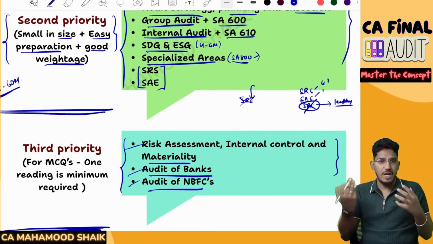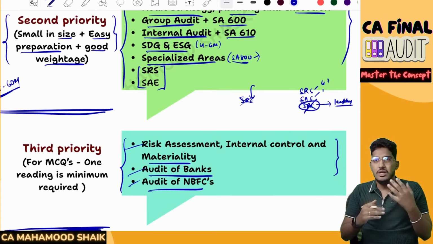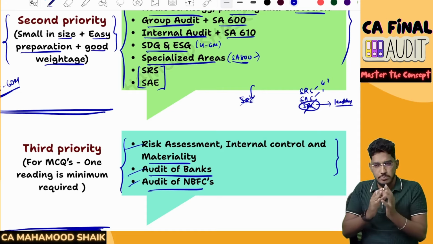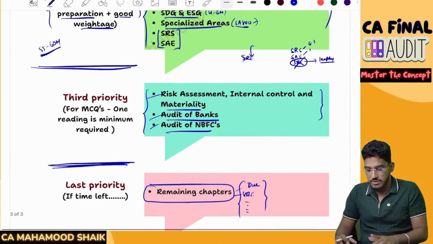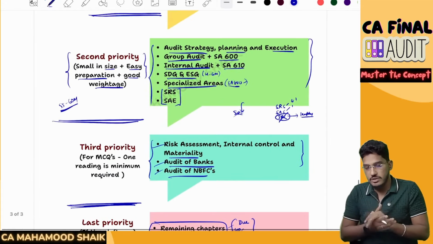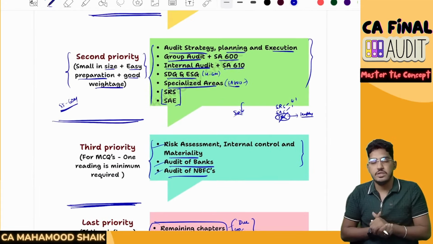But that should not be a random choice. That choosing should be properly structured. That is why I have done this video. This PDF also I will share with you. So please follow this strategy or approach and increase the odds in your favor for qualifying the CA Final audit paper, right?